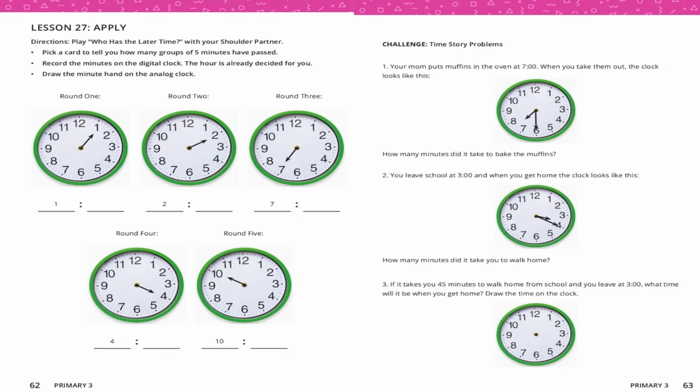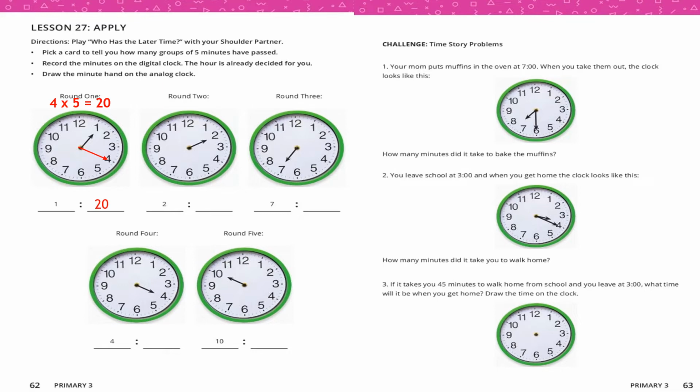In lesson 27, we have here some clocks, and we want to read them and tell the time. The first clock here, the shorthand is referring to 1, and here we have 1 in hours. And the long hand is referring to 4. It means 4 groups of 5. So 4 times 5 equals 20. So we will write in minutes 20.